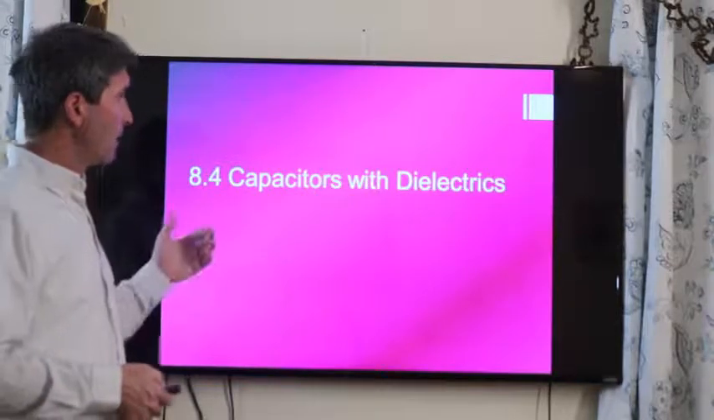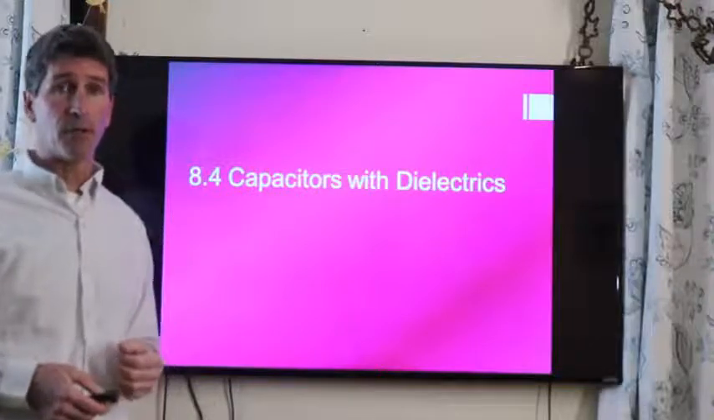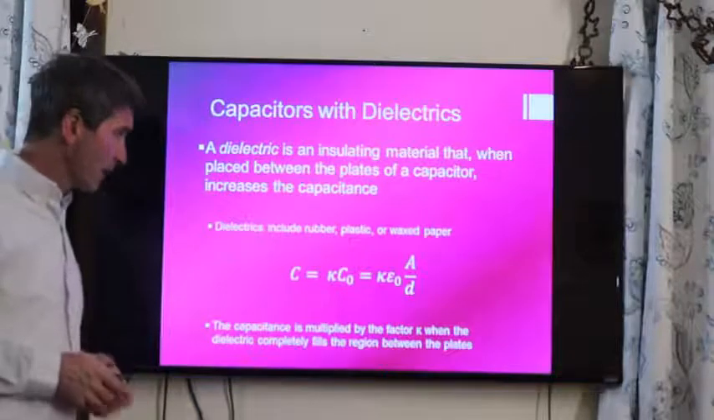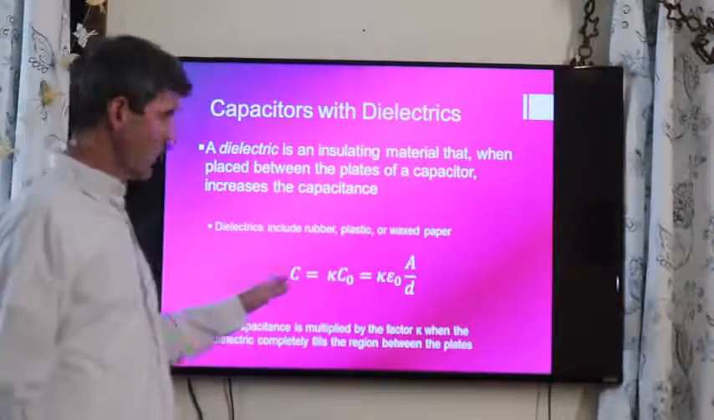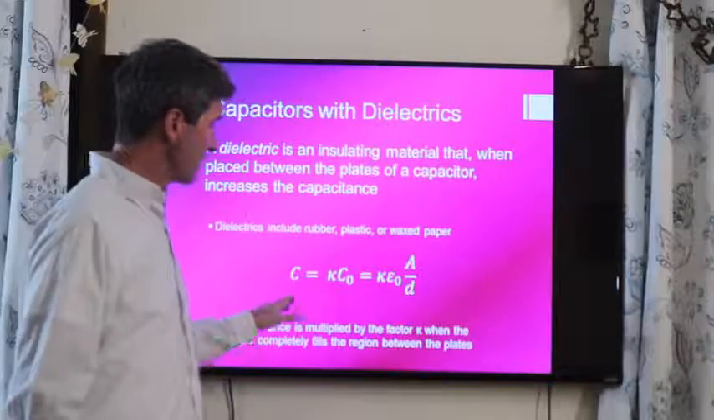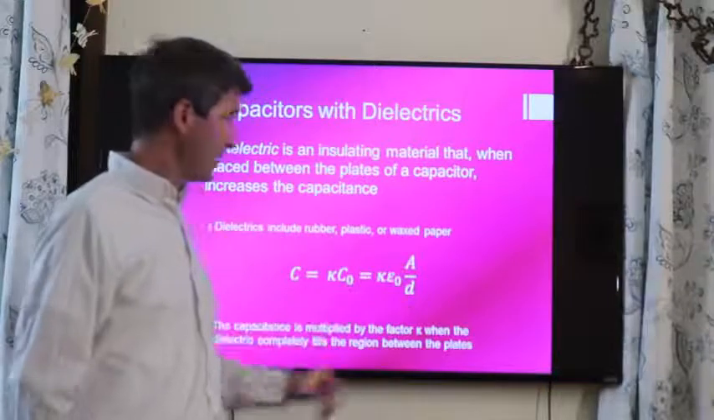Okay? Dielectrics in most cases are actually very, very good insulators. So we can rewrite our equation. Original equation for the air gap capacitor was the capacitance was equal to epsilon 0 A over D.